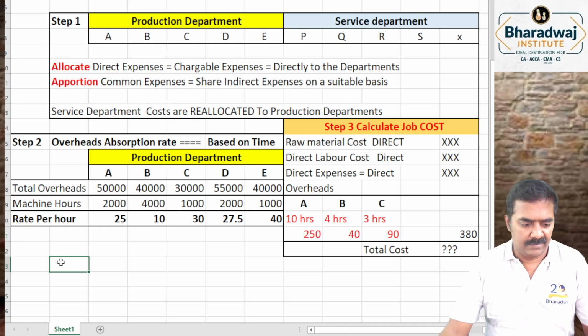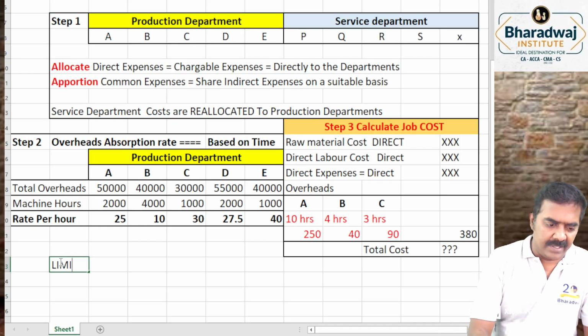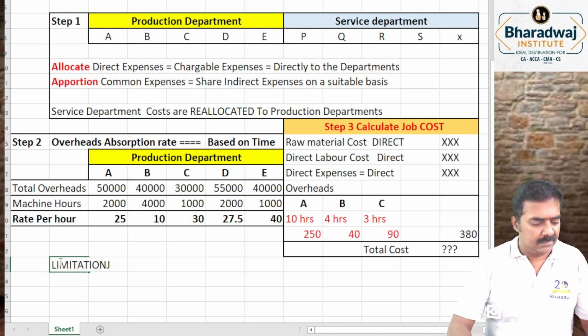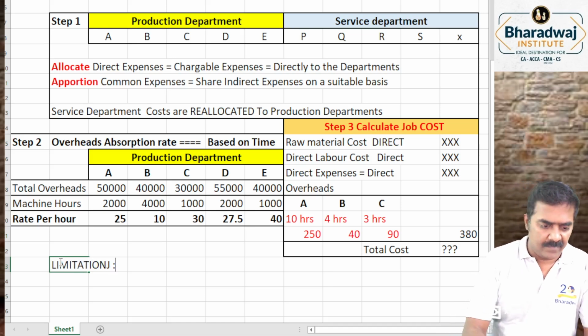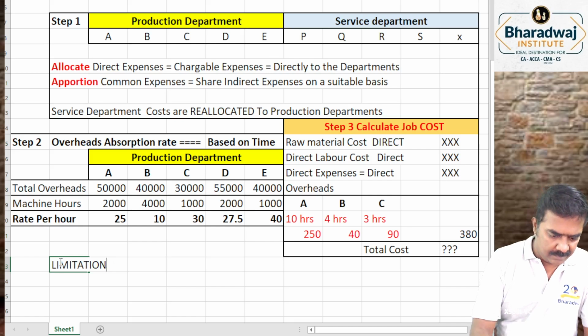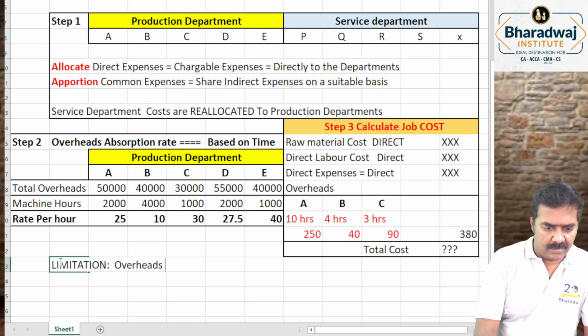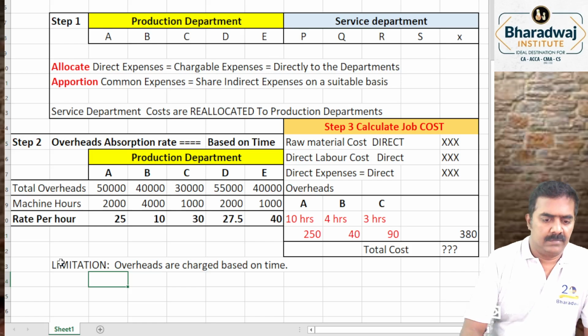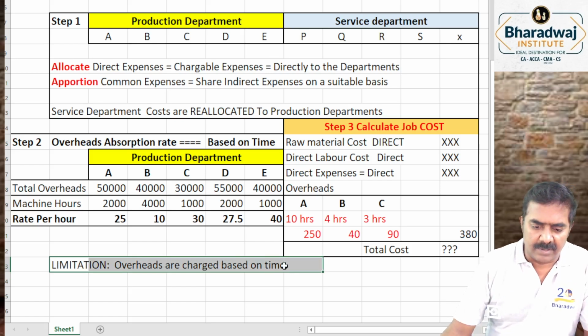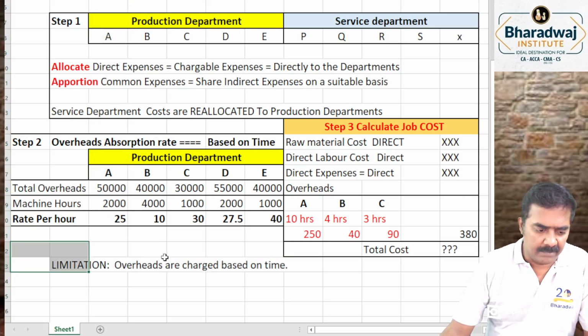Then, right, limitation. What is the limitation of this traditional method? Overheads are charged based on what? Time.